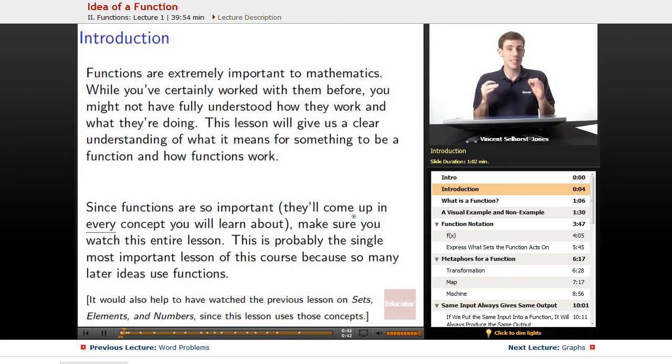This is probably the single most important lesson of this entire course, because so many later ideas are going to talk about functions. Also, it would help to have watched the previous lesson on sets, elements, and numbers, because we're going to be talking about how sets are connected to functions. So if you don't have that under your belt, I'd recommend you go watch that one first, because it'll help explain a lot of what we're talking about here, as functions rely on the idea of sets. All right, let's jump into it.